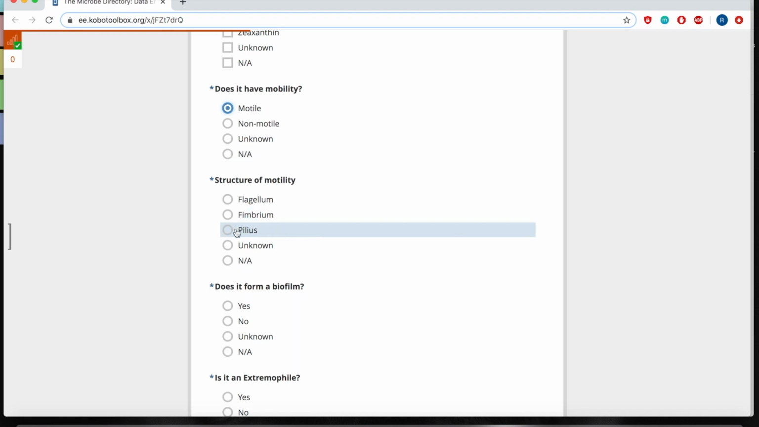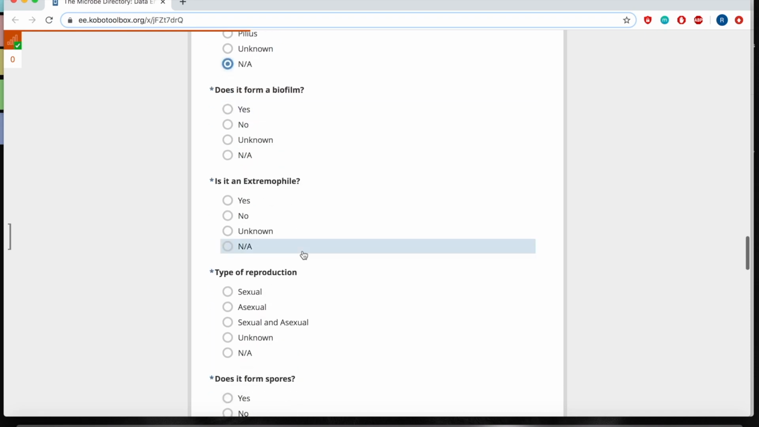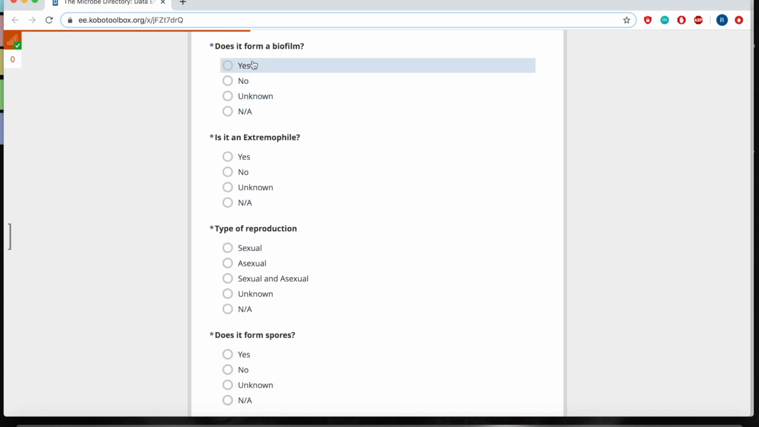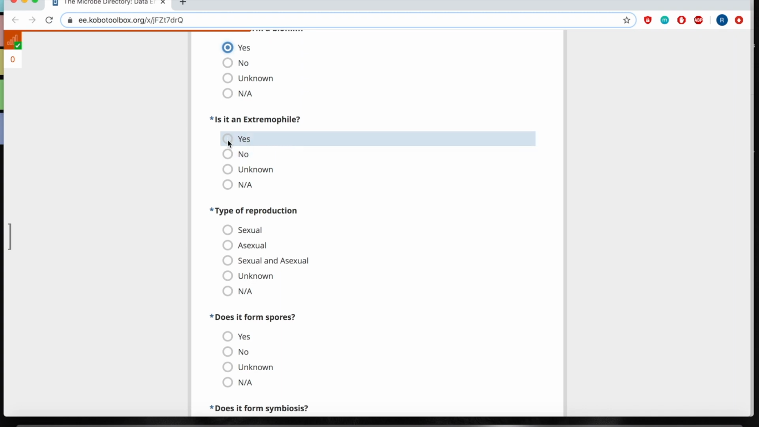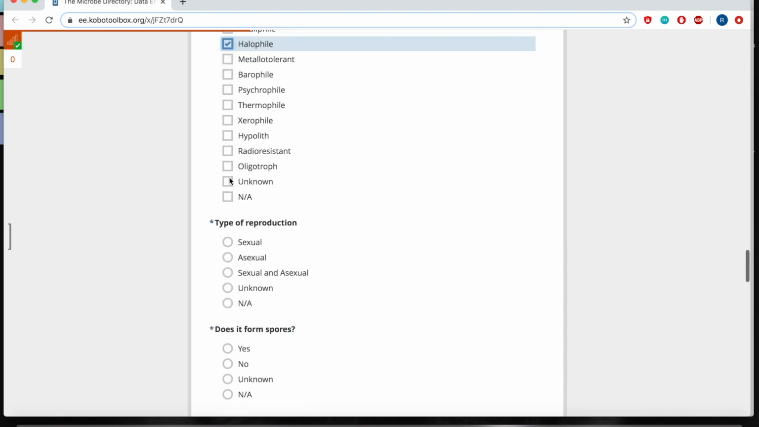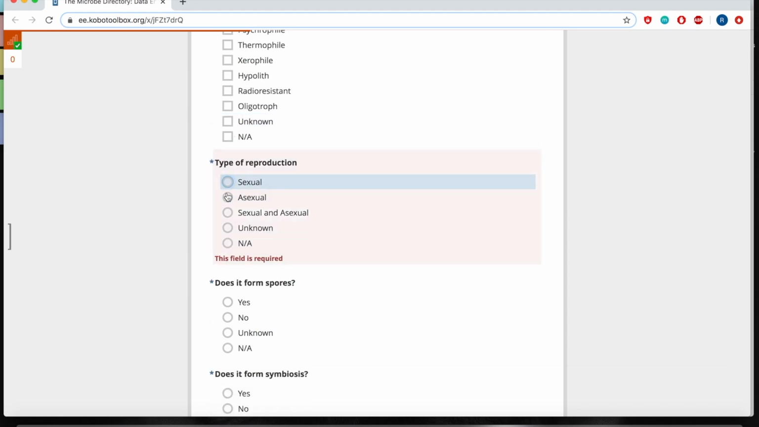Well, it was the RAF. These are more so for microalgae. So I'm actually going to annotate NA. I'm going to annotate yes. Is it an extremophile? Yes. Halophile. It had both sexual and asexual reproduction.